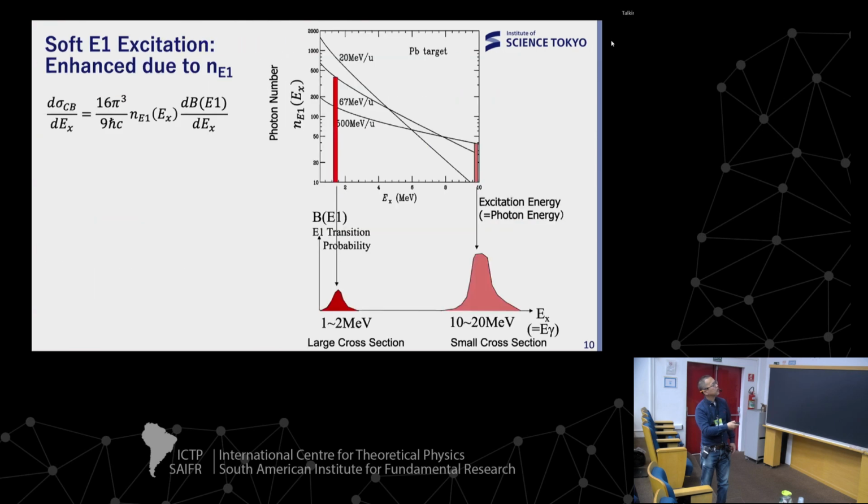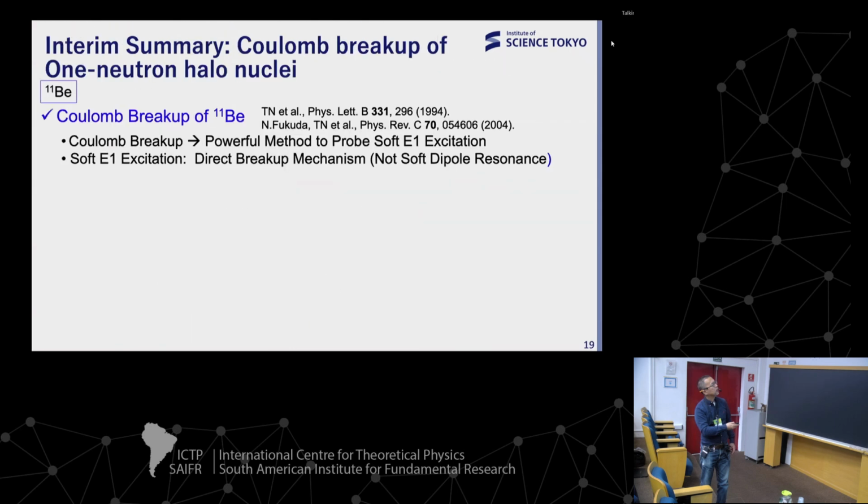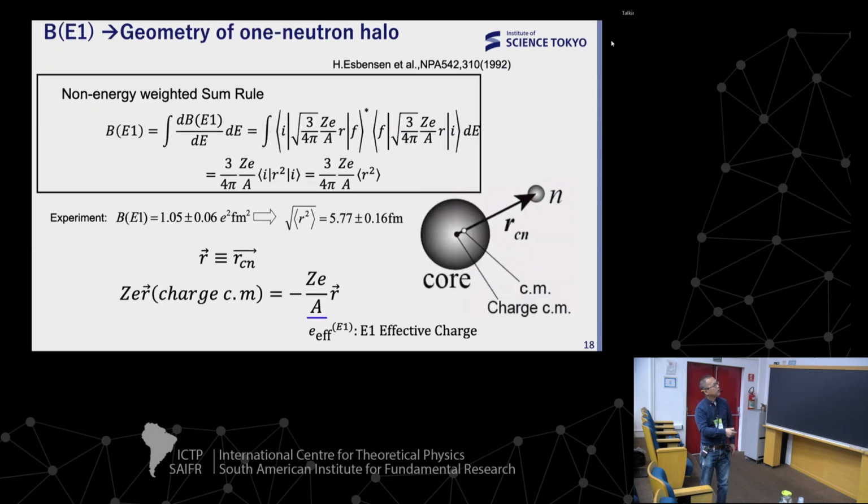So this effective charge for E1 is much larger than the E2 effective charge in the case of halo nucleus. This is because in the case of halo nucleus, the center of mass is shifted from the center of charge. So that's why E1 is very large. And then E2, I think it's like 1% of the E1 in this case.